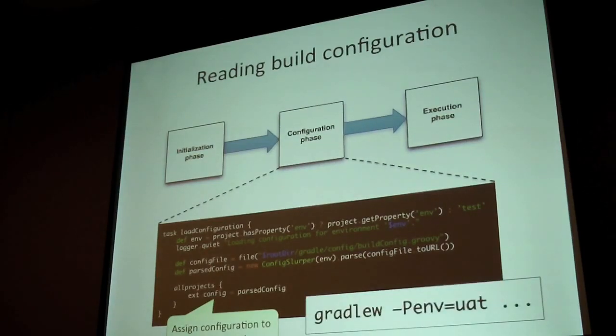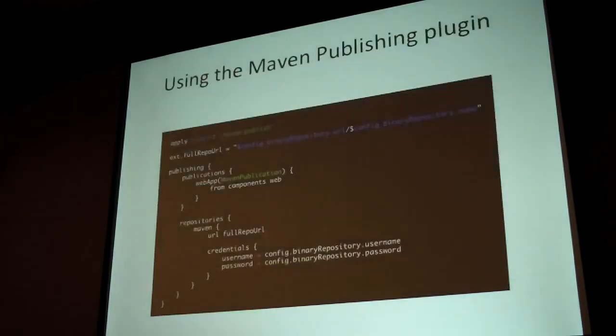So at runtime, or even before you run it, you can determine the environment that you want to run something against on the command line. So you would simply say gradlew -P env, and then the specific environment that you defined.